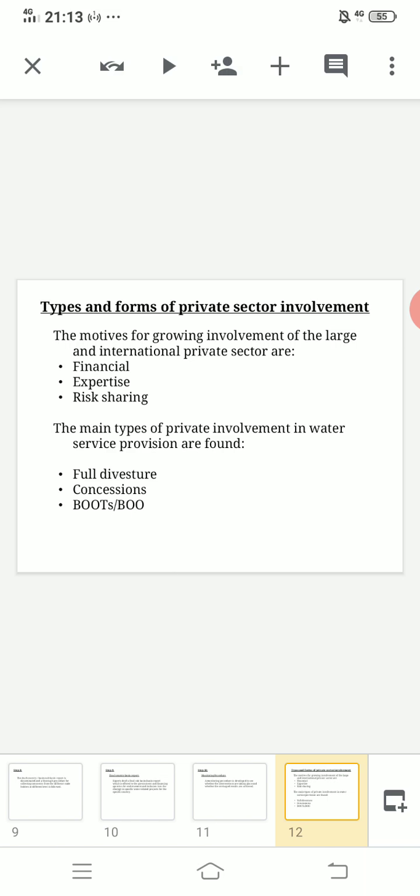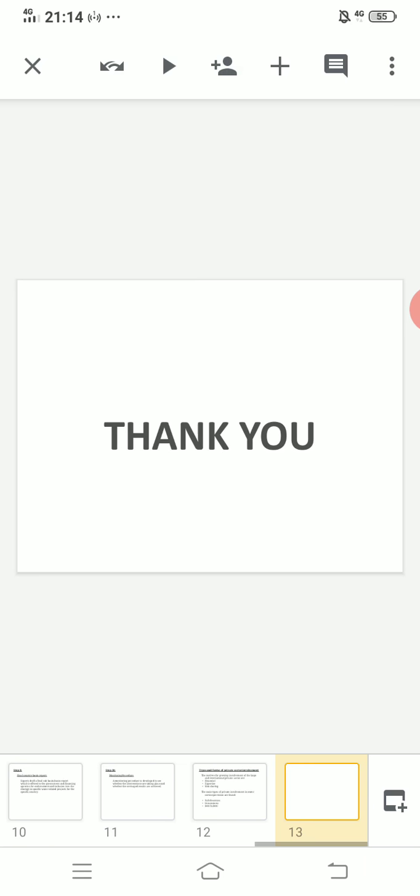But with private involvement, the government still has a key role in providing a clear regulatory framework and ensuring that the poor are served and users are protected from excessive cost. This is all about involvement of the private sector. This completes the module.